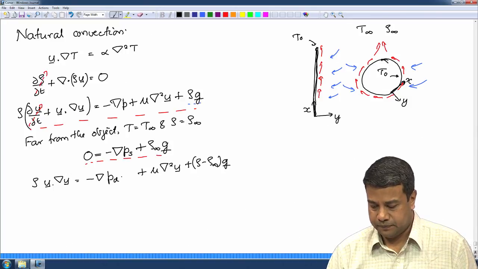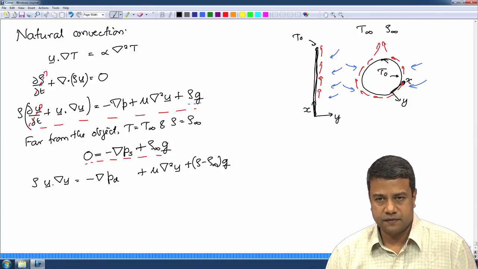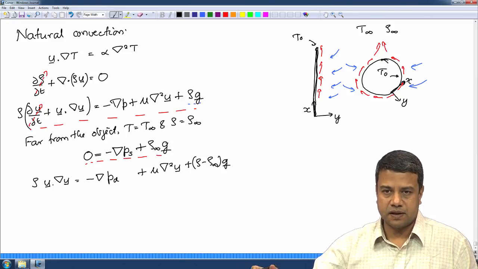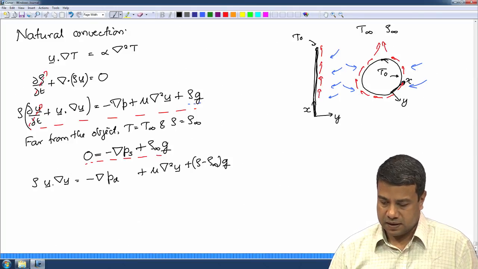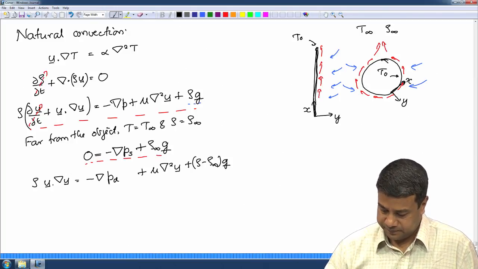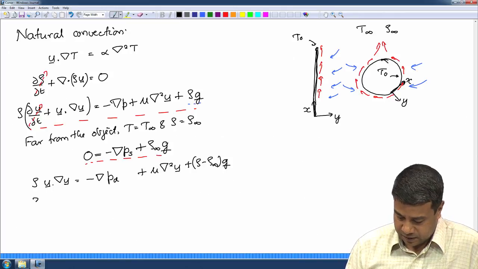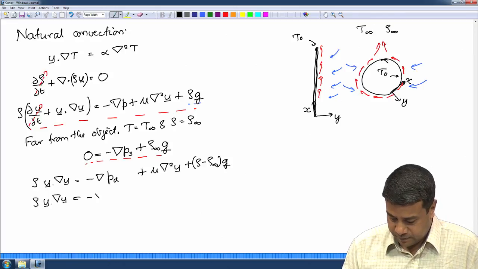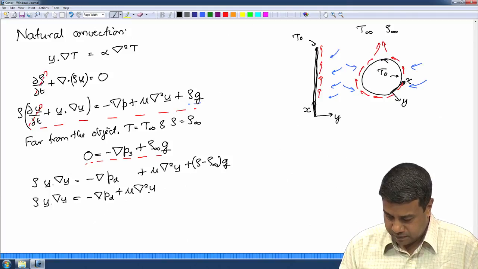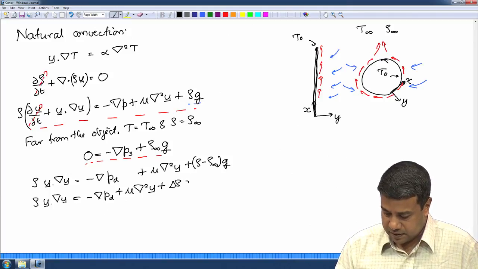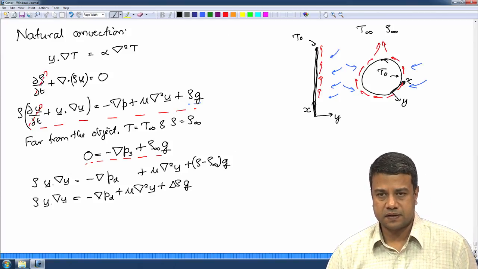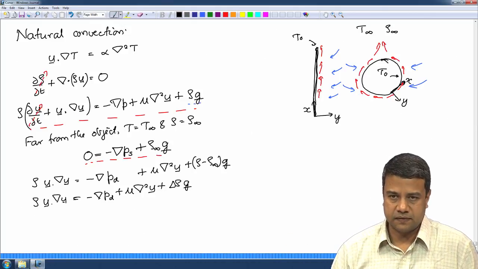And this last term on the right is the difference between the density at the location and the density at infinity, far from the object. That I will write as delta rho. So, my equation will become rho u dot grad u, plus delta rho times g. The difference between the density at the surface or close to the surface and the ambient density far away.